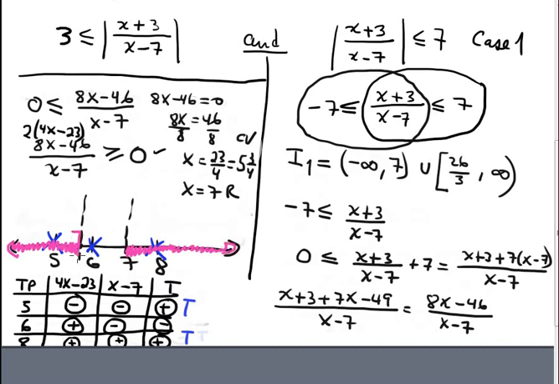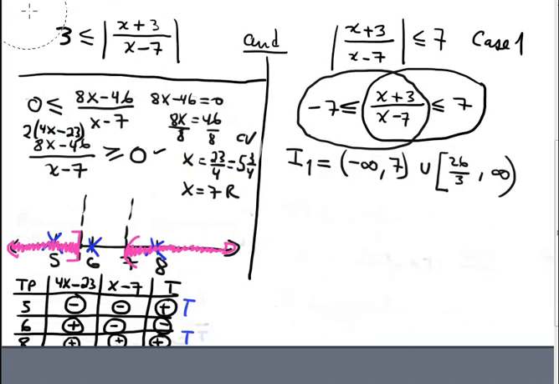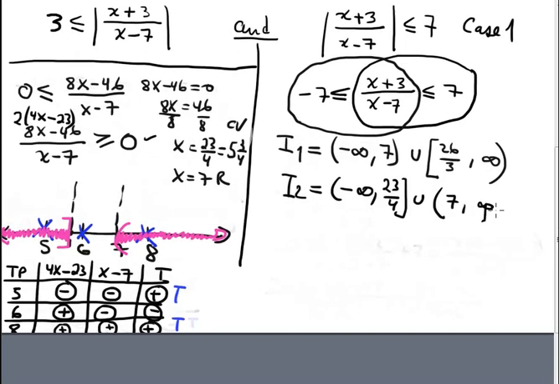Okay, bracket here and parenthesis here. Okay, so the interval number 2 is negative infinity, comma, 23/4, bracket, union, parenthesis 7, comma, infinity.